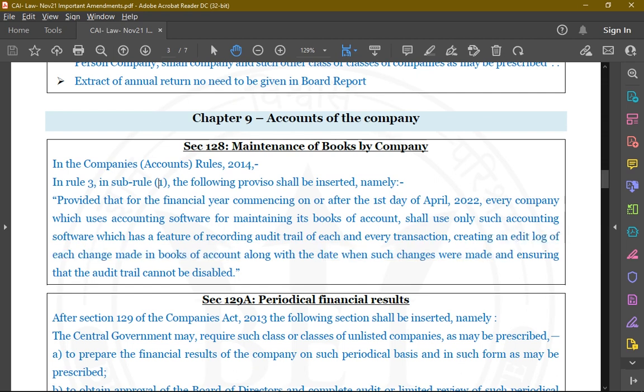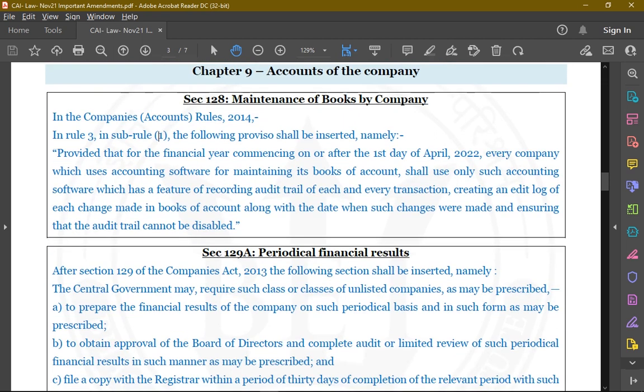Got it? And we have to ensure that these audit trails should not be disabled at any point of time. So no one can disable this particular audit trail. So very soon, students, we are going to see such software in the market which must have audit trails. Without that, it is not possible for the company to use it. So it's a wonderful revolutionary step taken by the central government. We should welcome it. Next amendment, what is here?